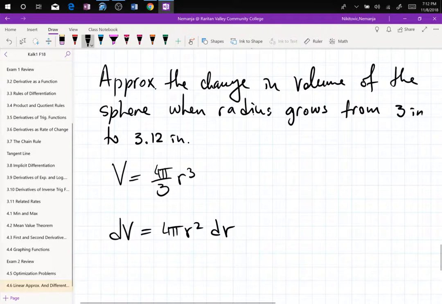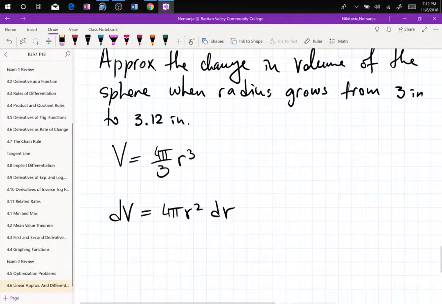All I did is I took the derivative with respect to r. It's not implicit differentiation or anything like that. This is just a straight up derivative with respect to the independent variable, in this case r. It will be dV/dr, and then you move that dr to the right side. That's all it is. This thing over here is approximating dV, the change in volume. So we'll take a look at that.